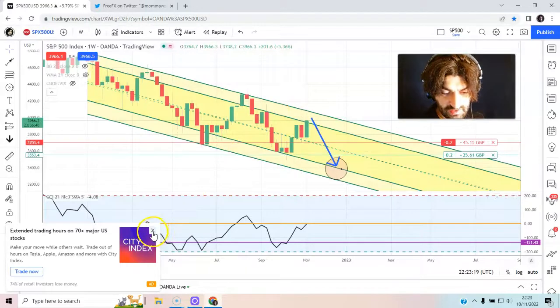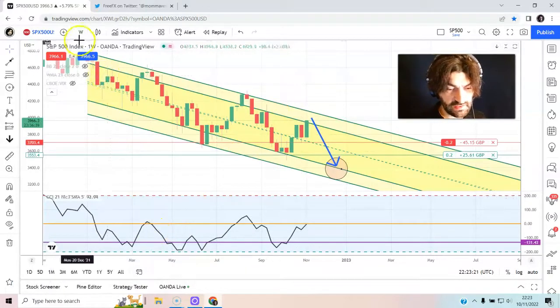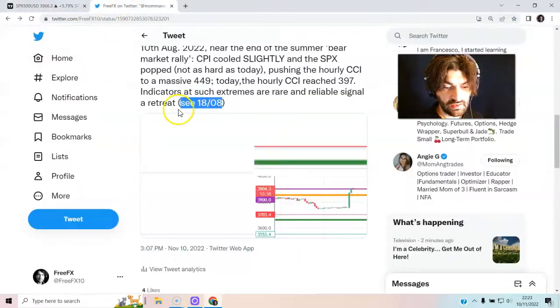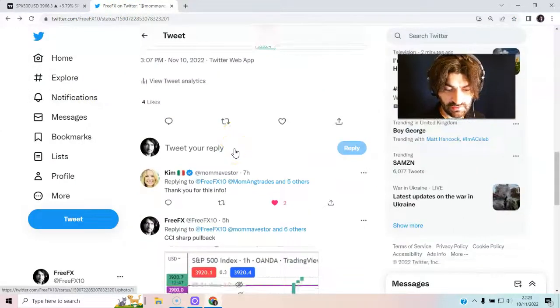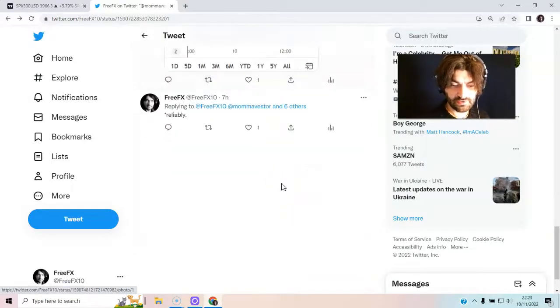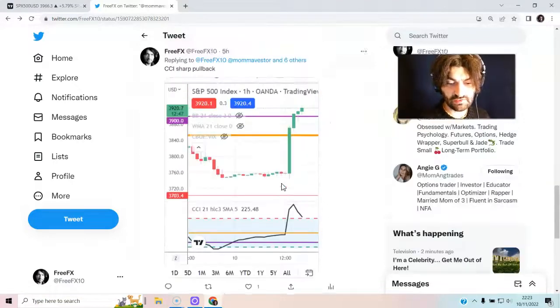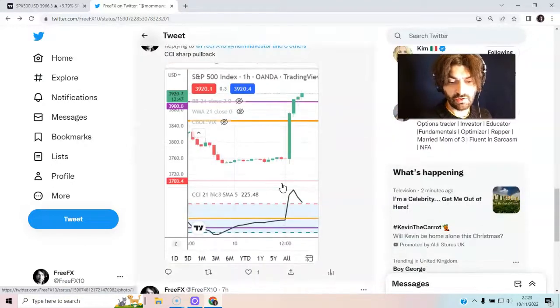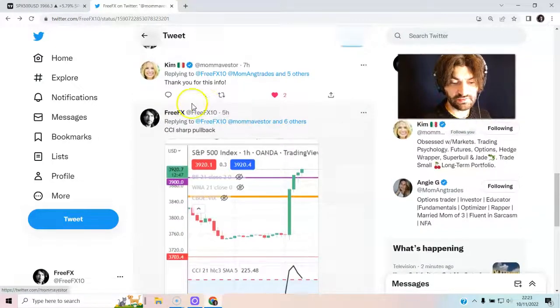What's interesting about that is that we had a big pop today as well. And again, I put that on Twitter. So that's the pop we had today here, and then the pullback. So that really tells a tale of things. And by the way, that's Kim replying there.